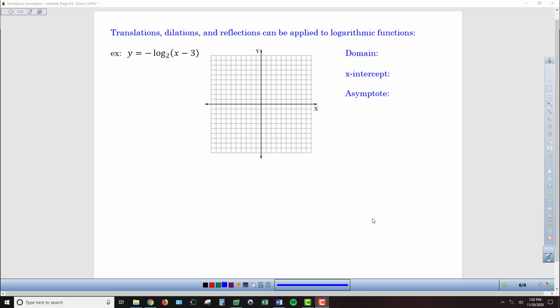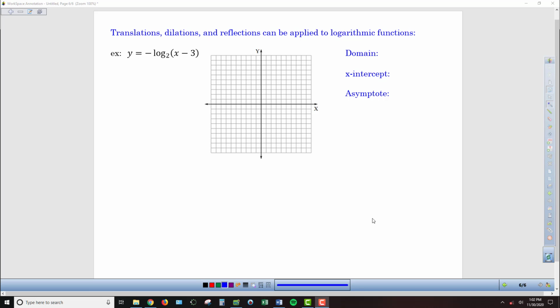And so just like we saw with the exponential functions, we can have translations, dilations, and reflections applied to these logarithmic functions. Again, we're not going to see lots of these, but we should be familiar with them at least a little bit. So I encourage you to graph these on your graphing calculator after we're done to double check and get that practice.